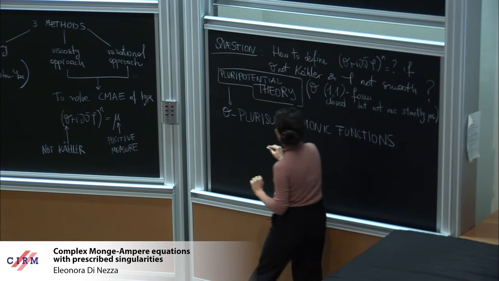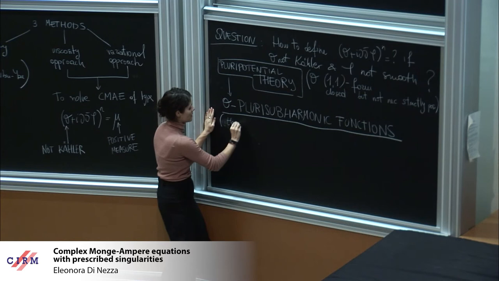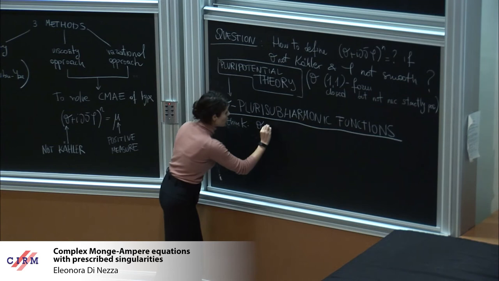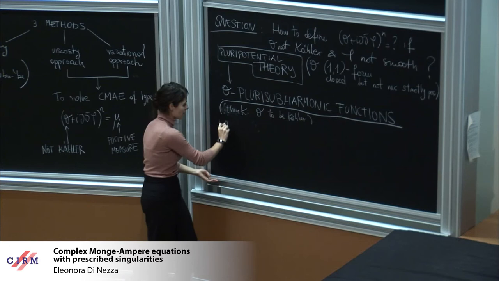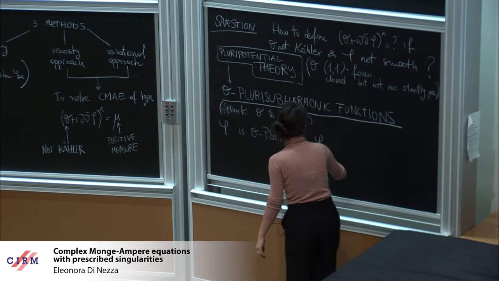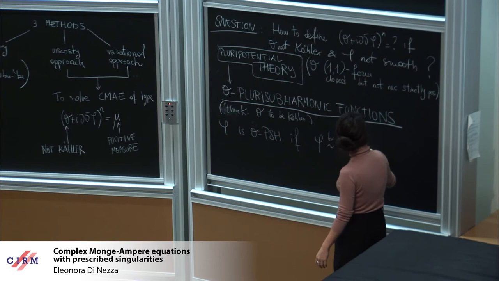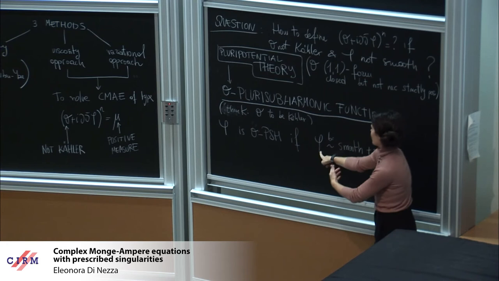So, what are these theta plurisubharmonic functions? Let me, if you want, think still of theta to be Kähler, just to follow. So what is a plurisubharmonic function? I say that phi is a theta plurisubharmonic function, that I'm going to denote like this for short, if phi locally writes as a smooth function plus a plurisubharmonic one. So it means that phi has all the nice properties of plurisubharmonic functions.